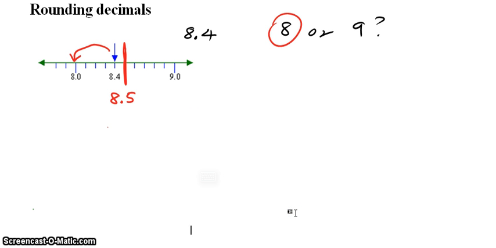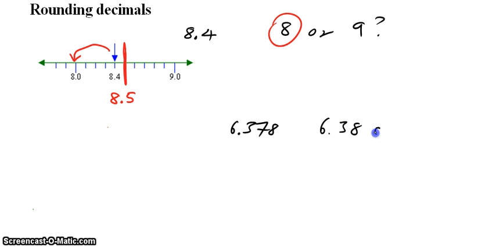Okay, let's try something a little trickier. What about the number 6.378? Okay. Now we could ask various things. We could say, is it close to 6 or 7? Correct, it's close to 6. Is it close to 6.3 or 6.4? What do you think about that? Yep, 6.4.